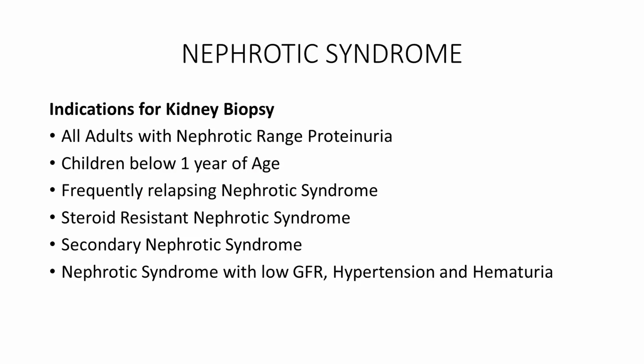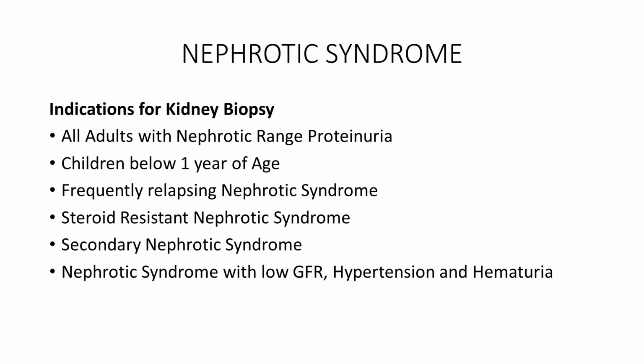Now, what are the indications for kidney biopsy? All adults with nephrotic range proteinuria, children below 1 year of age. Here I have written children below 1 year of age. You may ask, what will you do in children who are between 3 to 10 years of age? You see, patients who present with nephrotic syndrome and who are in the age group 3 years to 10 years, it is 90% minimal change disease. So we usually do not perform biopsy. We start treatment without doing a biopsy. But if somebody comes with a nephrotic syndrome and he is less than 1 year of age, kidney biopsy becomes mandatory. And in small children, kidney biopsy is usually performed under anesthesia.